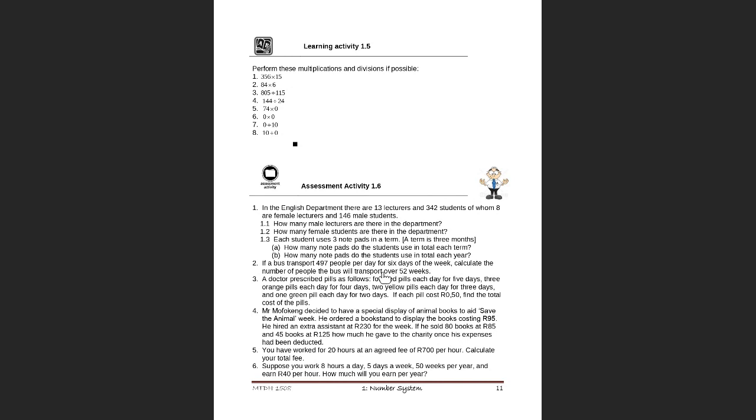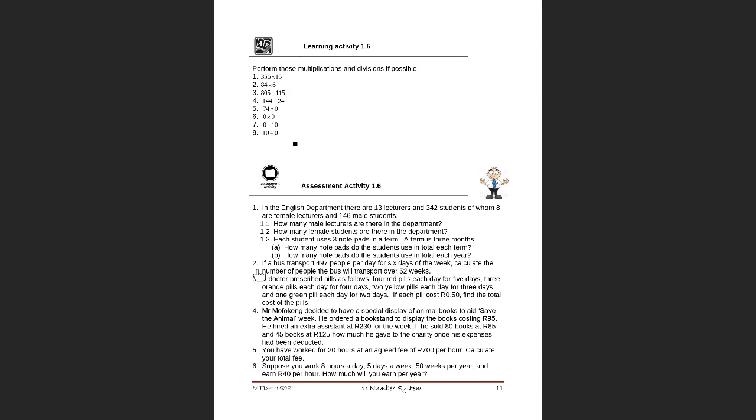Every day you work 8 hours. I said 40 rand times 8 hours, and it gave me 320. Then I multiplied by 5 days, and it will be 1,600 per week. Then I took that 1,600 and multiplied it by 50, and it gave me 80,000 per year.